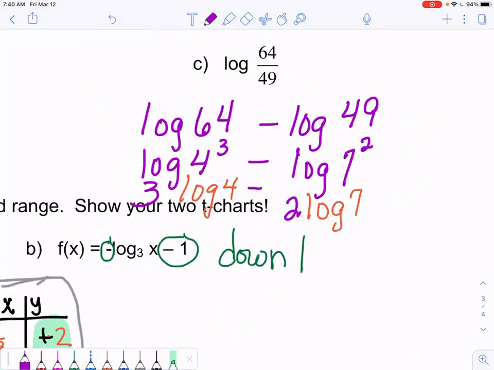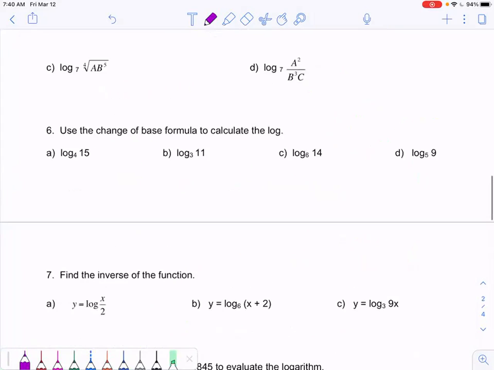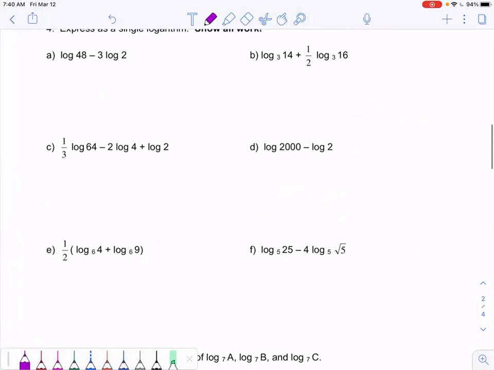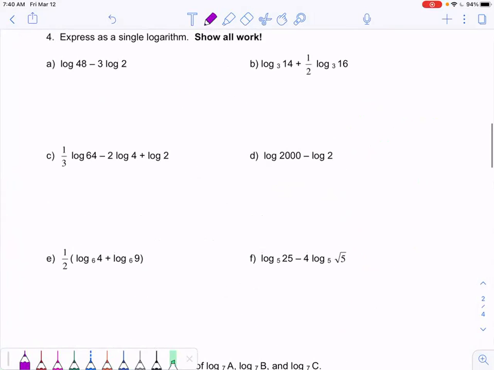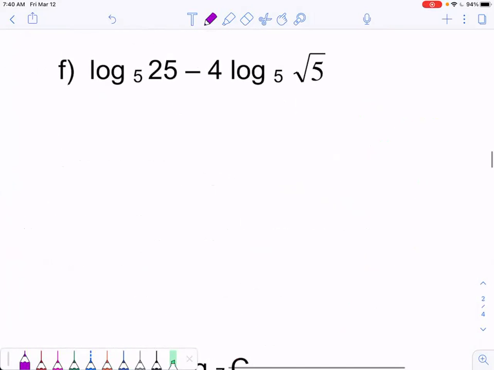Okay, so if we look at number 4, 4F says express as a single logarithm, and it says show all work, which should be pretty standard at this point. Math is about the process, not always the answer, but how you arrive at that answer. So looking at 4F, single logarithm means condensed. So we want to pull these together. In order to pull them together, we need to look at the problem and see what's going on.